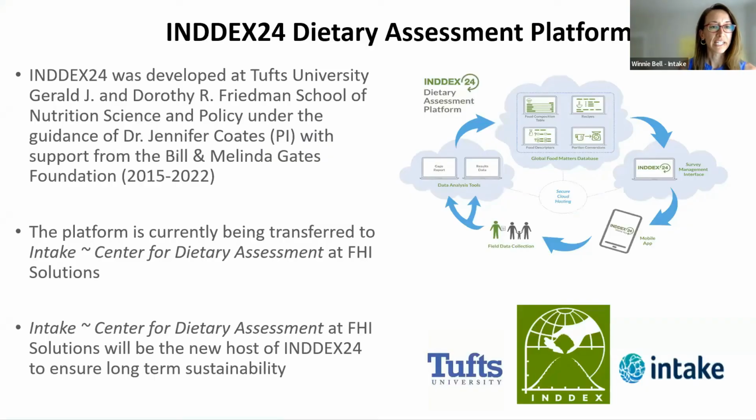So the Index 24 Dietary Assessment Platform, which some of you may have already heard of or been exposed to, as I just noted, was developed at Tufts University at the School of Nutrition Science and Policy under the guidance of Dr. Jennifer Coates with support from the Bill and Melinda Gates Foundation. So I just want to acknowledge that right now. And the platform is currently in the process of being transferred to Intake, the Center for Dietary Assessment at FHI, with the objective of it being the new host and the future home to ensure long-term sustainability.